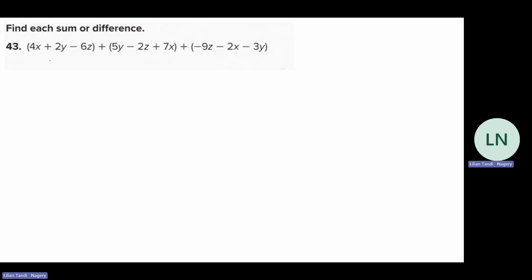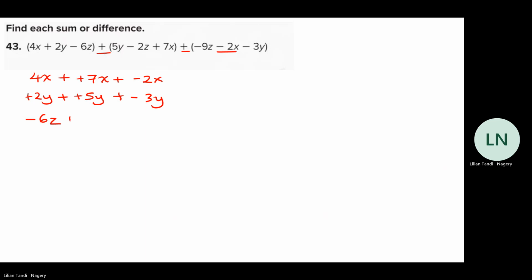Find each sum or difference. So we do x's first. 4x plus positive 7x plus negative 2x. Then we do y's. Positive 2y plus positive 5y plus negative 3y. Then we do z's. Negative 6z plus negative 2z plus negative 9z.